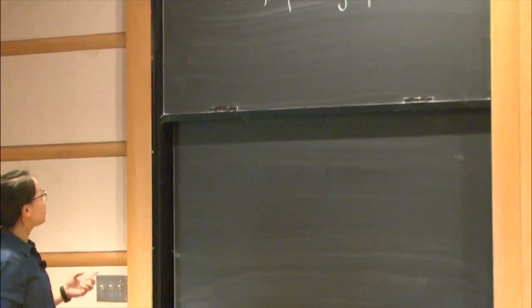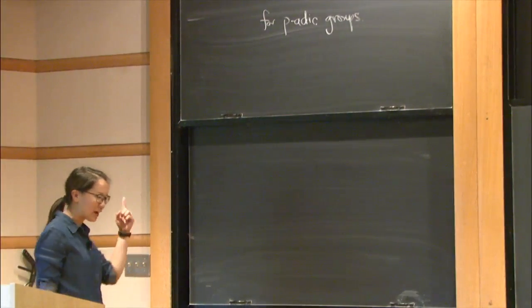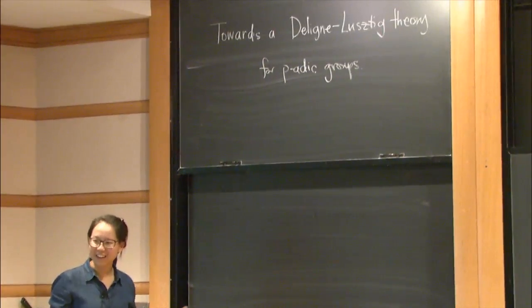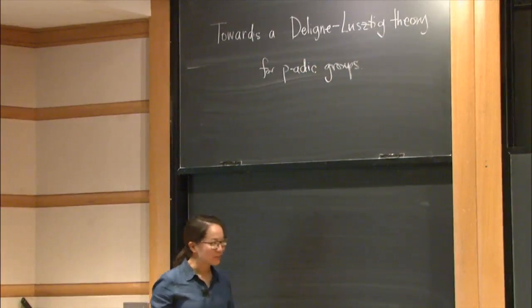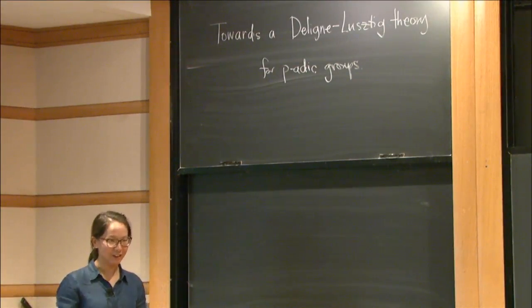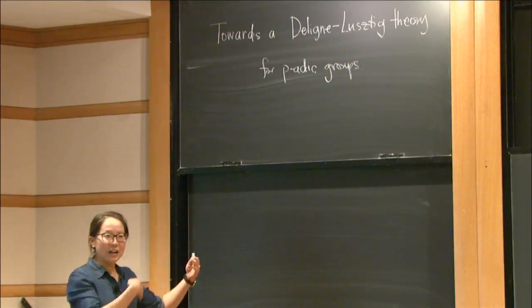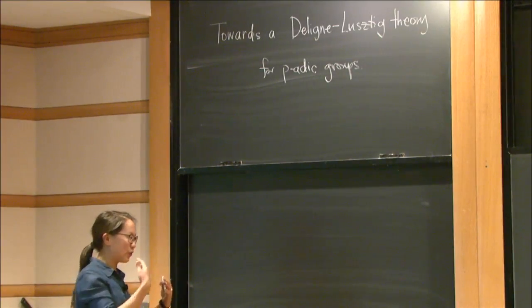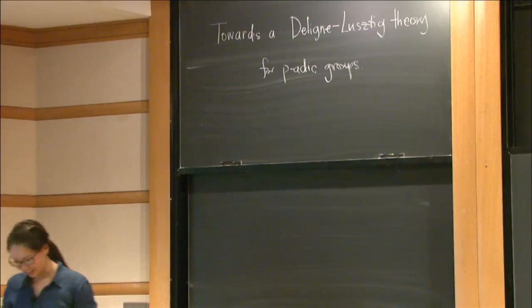Yeah, so my title was "Towards a p-adic Deligne-Lusztig theory", but I think this is a better title and is less misleading. And the reason I say that is because all of my representations will be over Q_l bar, not Q_p. And the p-adic refers to the groups whose representations I'm studying.